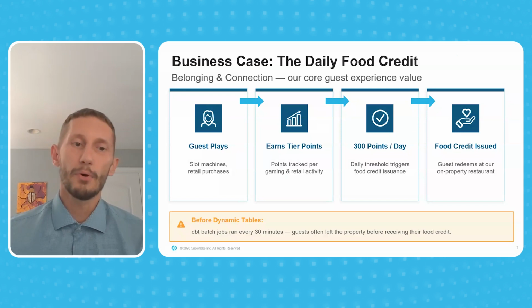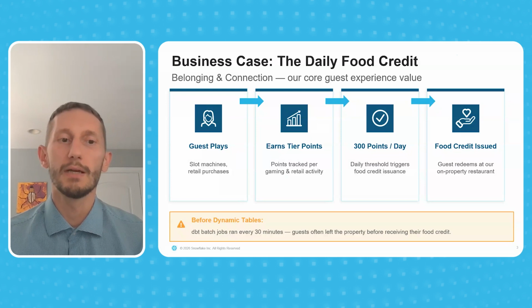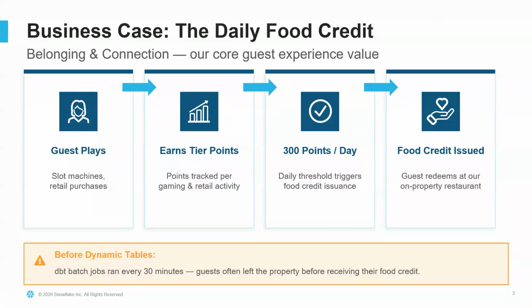And the existing approach was that we used DBT scheduled jobs, which run every 30 minutes. The issue here was that guests often left the property before they received their food credit, and obviously they will not return to the property on the same date. So this is where dynamic tables helped us a lot.